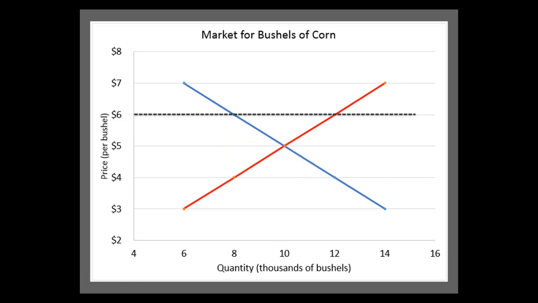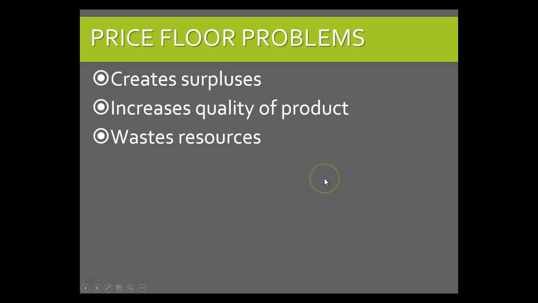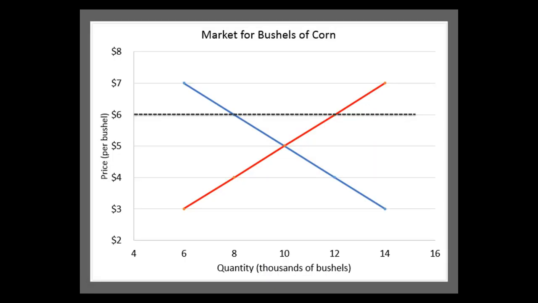Again, for those farmers who can sell their products, this is great. They're making more money than before. But for those farmers who can no longer sell their product because people don't want to pay $6, they're left out in the cold. Another consequence is that we start making the products too nice. So similar to the price ceiling, in this case, we have product left over. There are, in this case, 4,000 bushels of corn that haven't been sold.